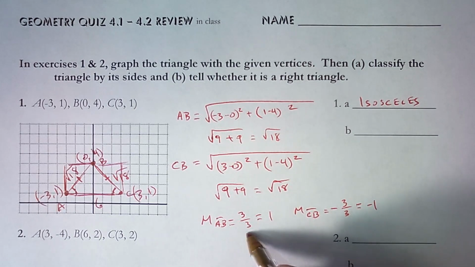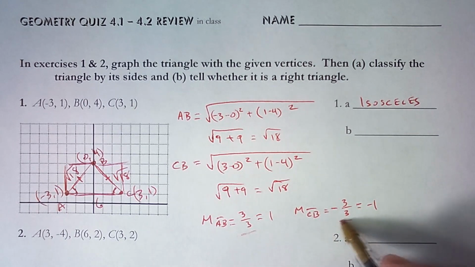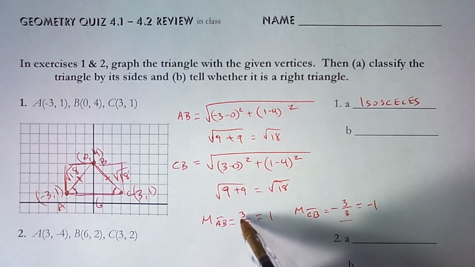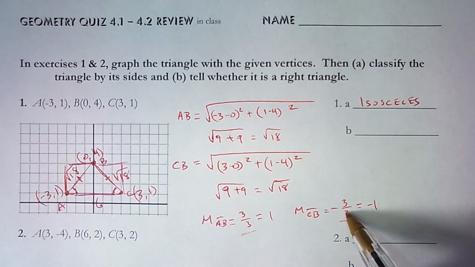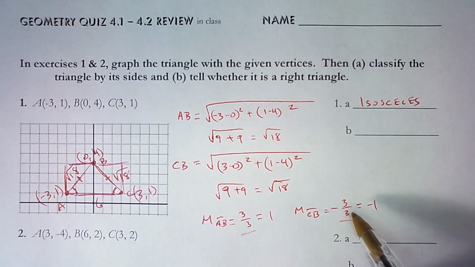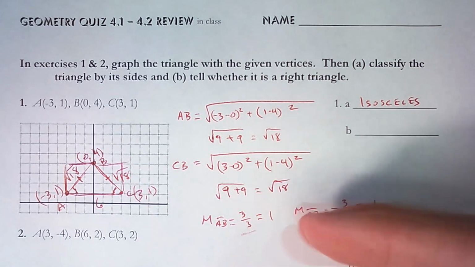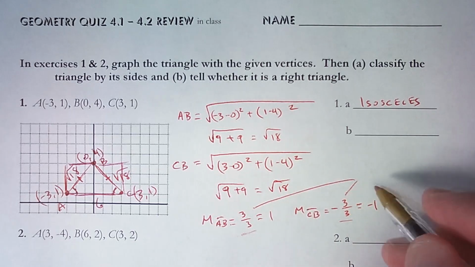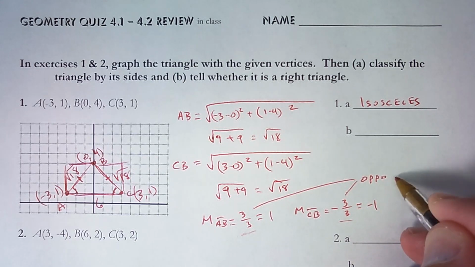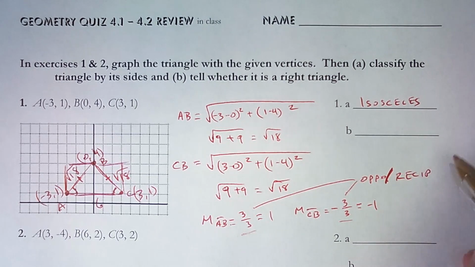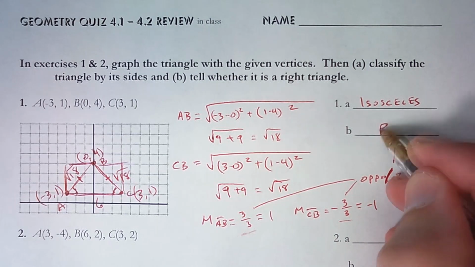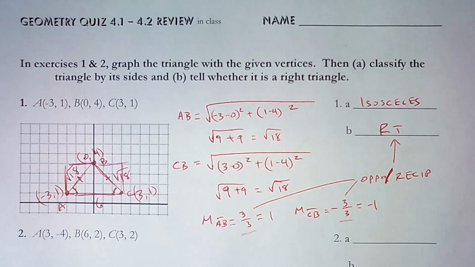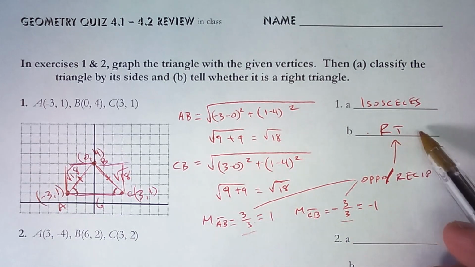Now, the question is, if this is going to be a right angle, are these two slopes opposite and reciprocals? Let's look at the fraction versions here. Do they have opposite signs? Yep, one's positive, one's negative. Are they also flipped? So are they reciprocals? 3 over 3, if I flip that, I get 3 over 3. So these two are opposite reciprocals, which means, yes, it is a right triangle. If these are not opposite reciprocals, I'm just going to write not right.